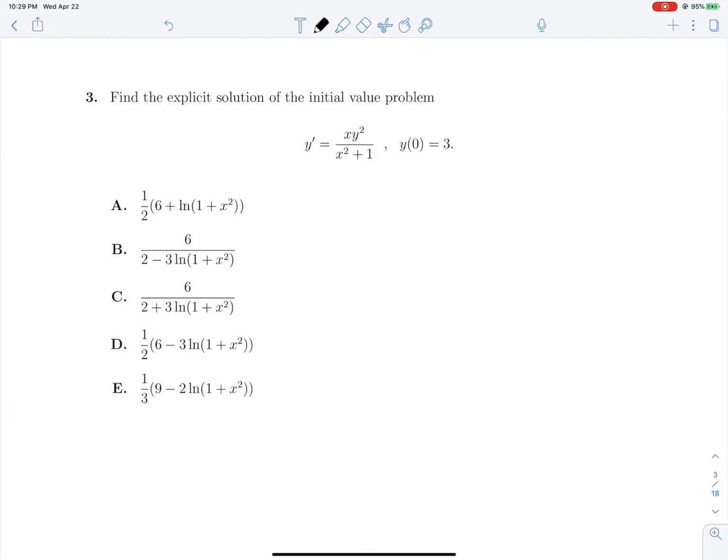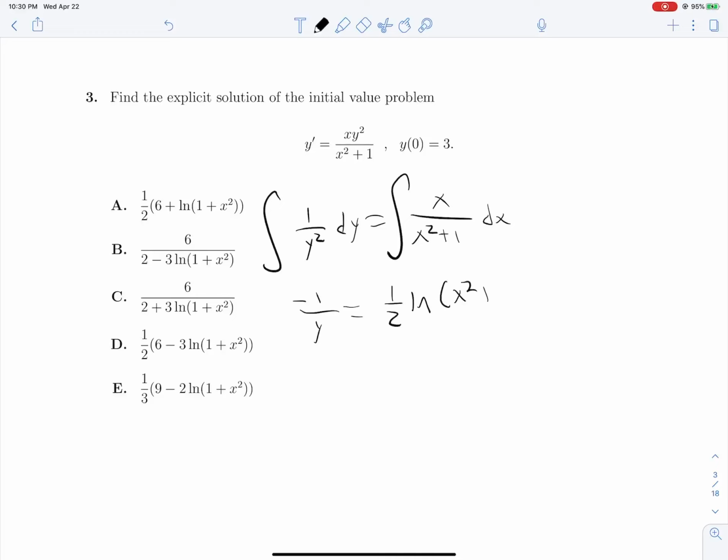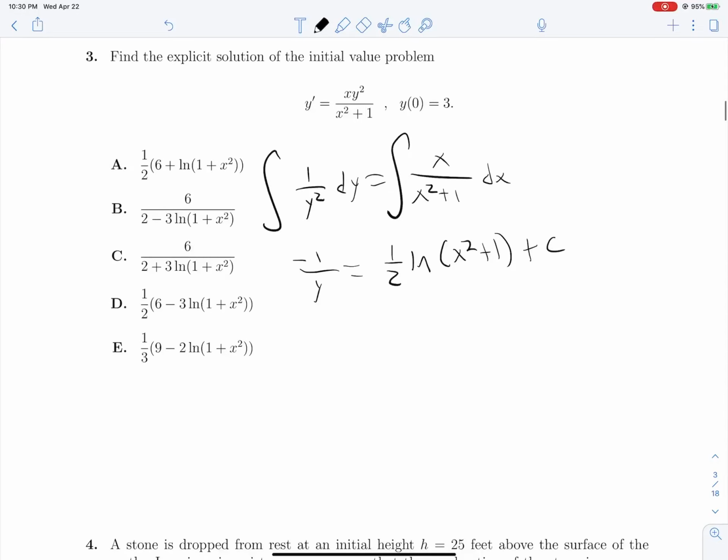Let's divide y squared out and replace our y prime with dy/dx. So 1 over y squared dy is equal to, multiplying that dx, 1 over x squared plus 1 dx. Integrating both sides, negative 1 over y is equal to 1/2 ln(x squared plus 1) plus c. Looks good to me.